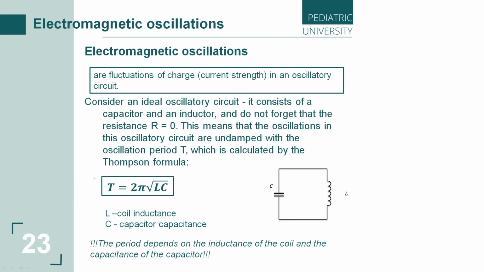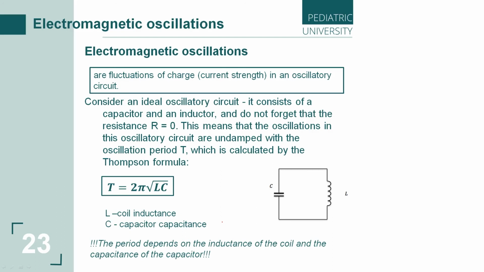How can we calculate the oscillation period T? We should take 2 multiplied by pi and the root of L and C. What is L? L is the coil inductance, and the system international unit is Henry. And C is the capacitance, or capacity of the capacitor, and the system international unit is farad. Don't forget about it, please. So, the period depends on the inductance of the coil and the capacitance of the capacitor.